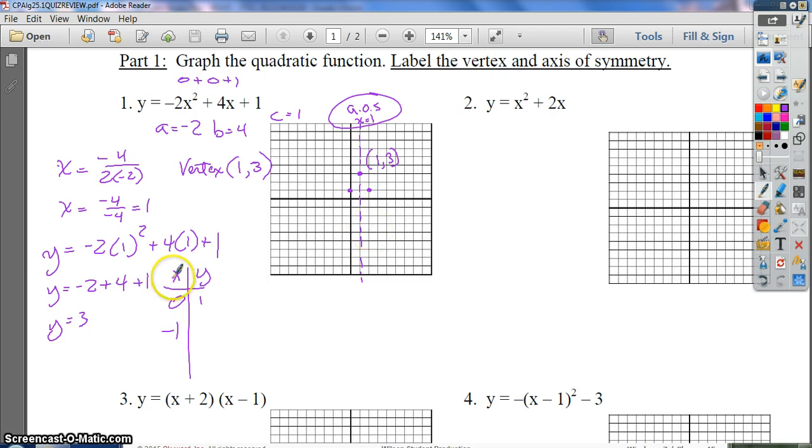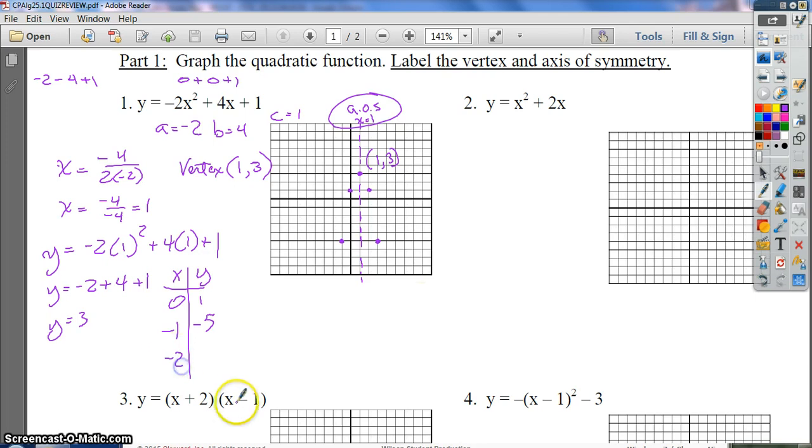Mirror it up. I put -1 in. This becomes +1 when you square it, so that would be -2. 4 times -1 is -4. So that's -6 plus 1, -5. So 1, I'm going down 5: 1, 2, 3, 4, 5. Mirror it up, we're good to go.